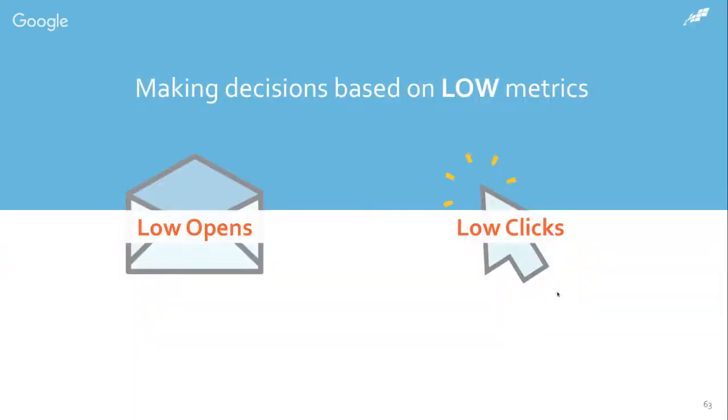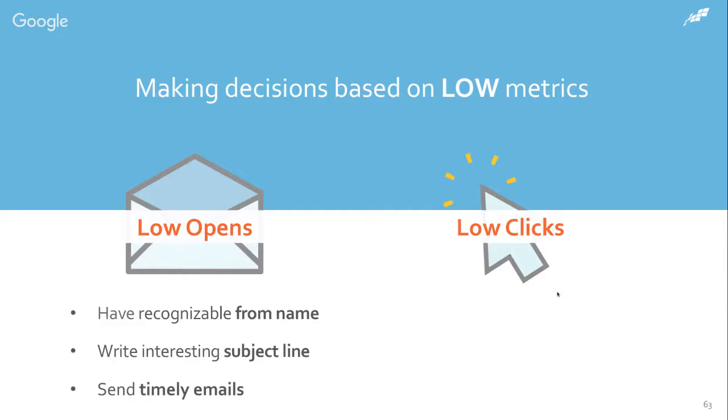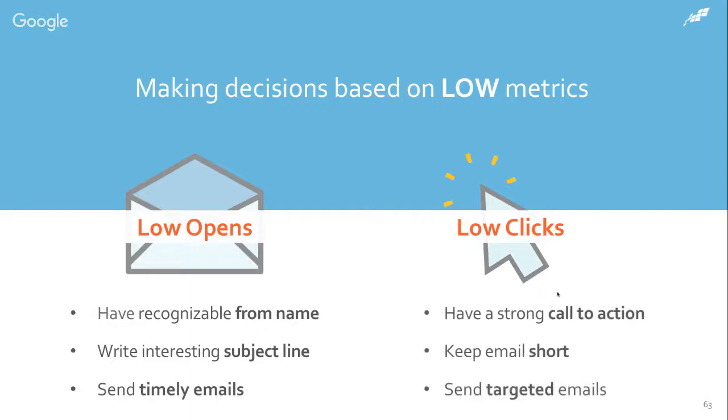So if you have low metrics, if you don't have a lot of opens or a lot of clicks, make sure on low opens that you have a recognizable from name, write interesting subject lines, and send emails at the right time. Look at when that timing is. Maybe let Constant Contact choose for you. If you don't have many clicks, make sure that you have a strong call to action. Maybe you're putting too much stuff in there and it's overwhelming people. Keep your email short and send targeted emails.